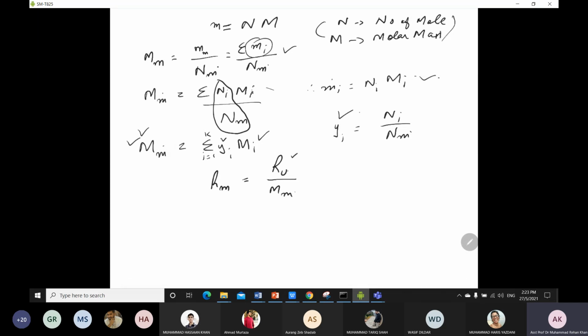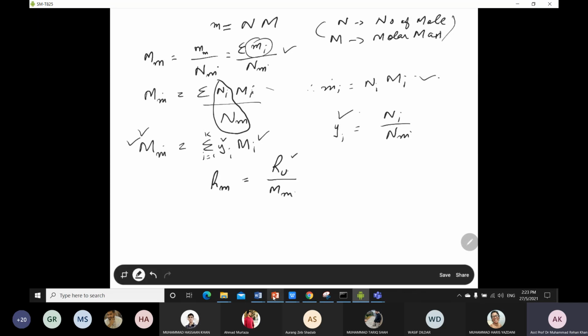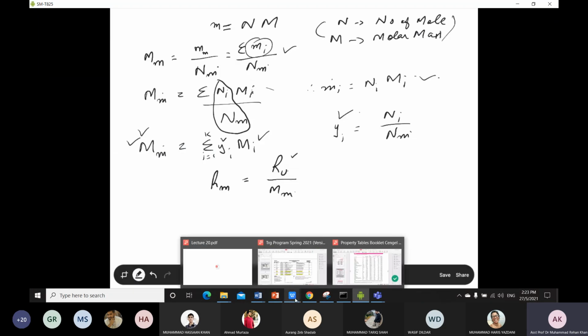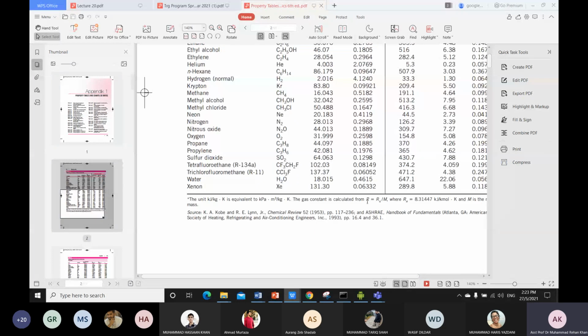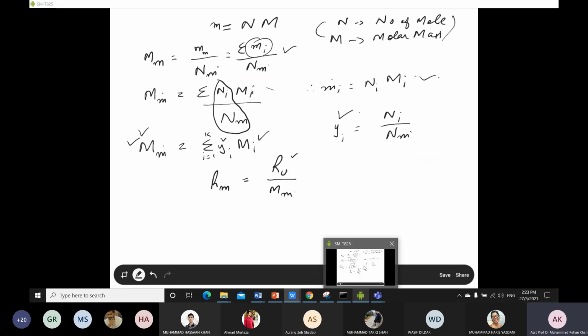The Ru value you can easily find in thermodynamic table A1. Here it is mentioned, if you can just take a look at it. This is R, the gas constant, which is equal to Ru over M, and the Ru value is 8.31447 kJ/kmol·K. Either you have to remember it or you can find this value in table A1, because in the paper these tables are allowed, so you do not need to remember it.